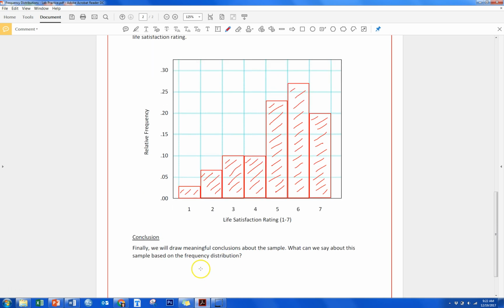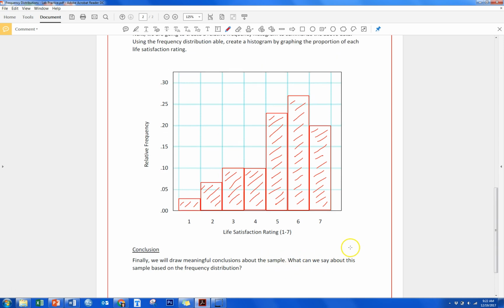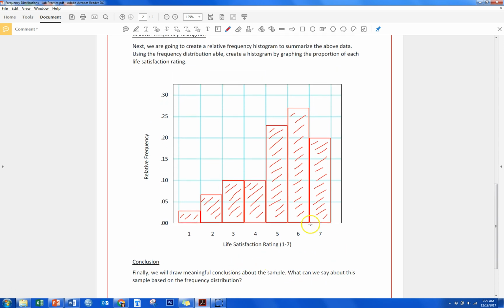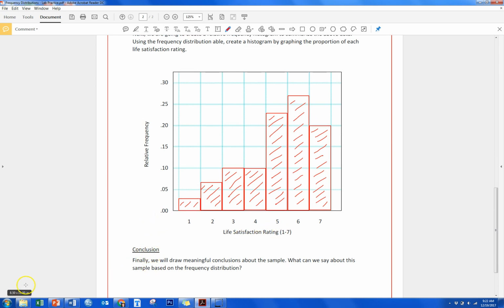And now, in the last section, we're going to draw meaningful conclusions about the sample. What can we say about the sample based on the frequency distribution? So these are the responses to the single item: I am satisfied with my life. Strongly disagree is down here with the 1. Strongly agree is up here. Neither agree nor disagree, so the halfway point, would be the 4. So over here are the people on the disagree side. These are the people on the agree side. So what can we say about this?